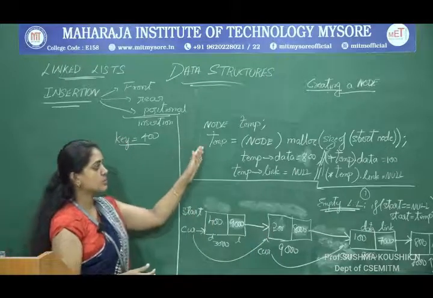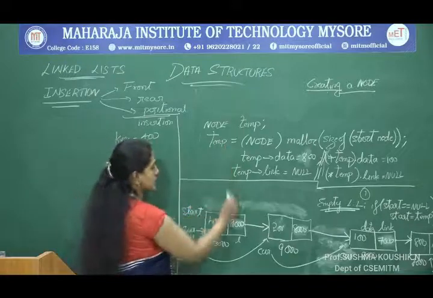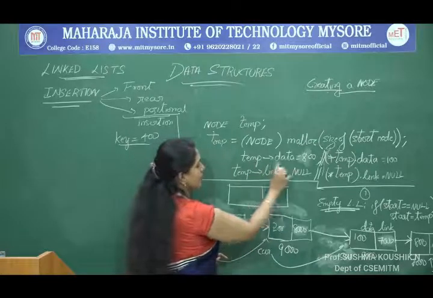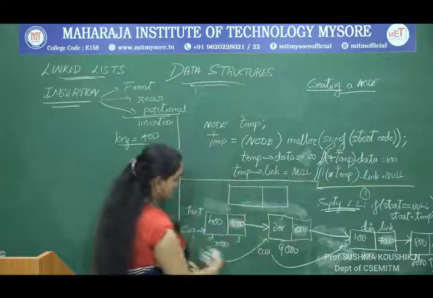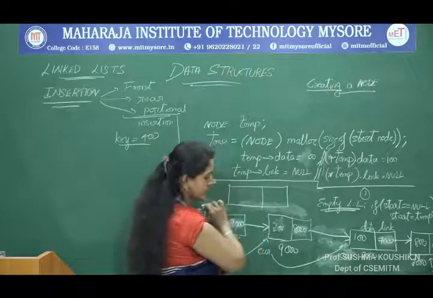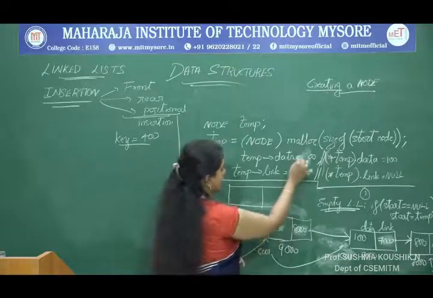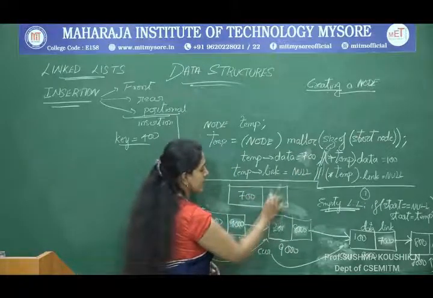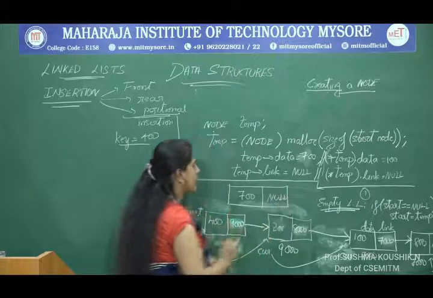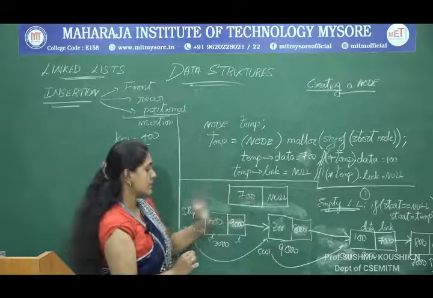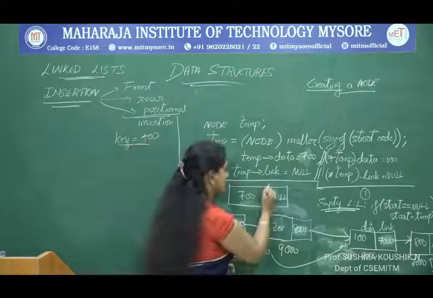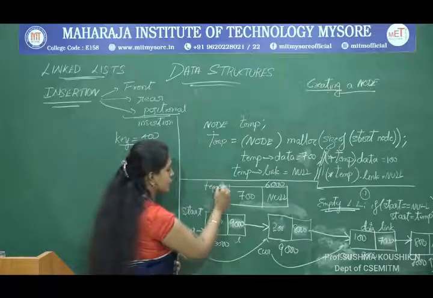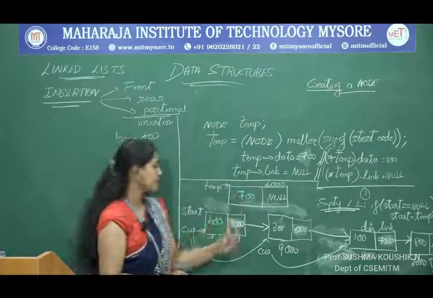Similarly, we start with node temp. Temp is going to create a new node. This line will help you create a new node with two parts, and temp of data is equal to some value which we have not taken over here, 700. So the data part is filled with 700 and the link part is filled with null. This line malloc means it is allocating some memory. So we shall assume that it is allocating a memory called 6000, so temp is pointing to the new location called 6000.